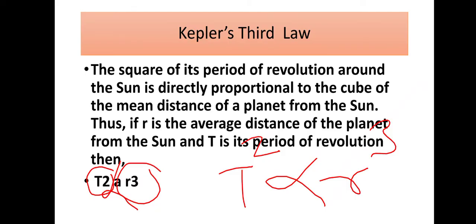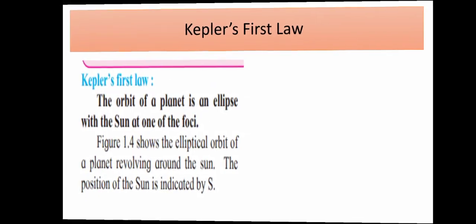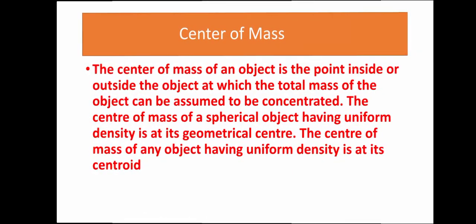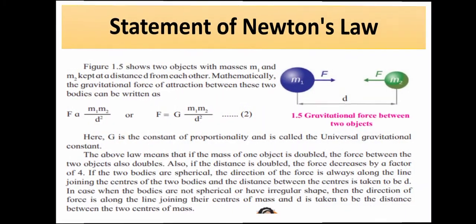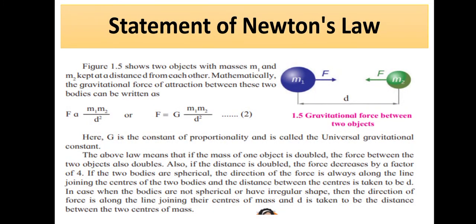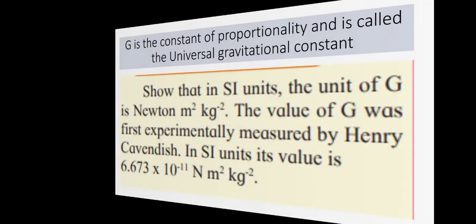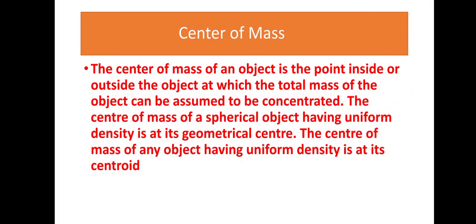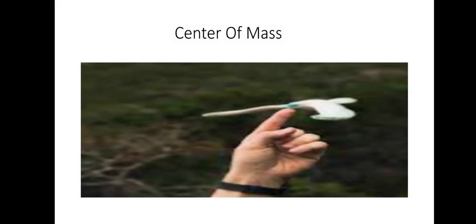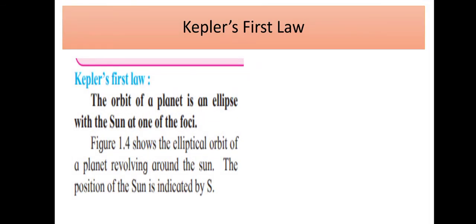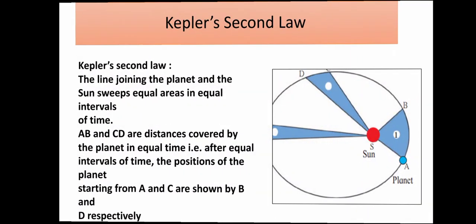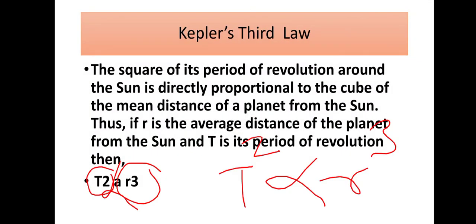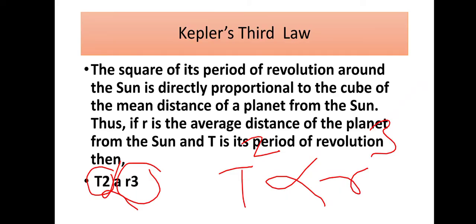Students, today we discussed one by one the following points. First, Newton's law of gravitation and its statement. Then we discussed the unit of the gravitational constant and saw its value. Then we discussed the center of mass along with one example. Then we discussed Kepler's first law, second law, and third law. In the next lecture we are going to discuss the mathematical statement of Kepler's third law.